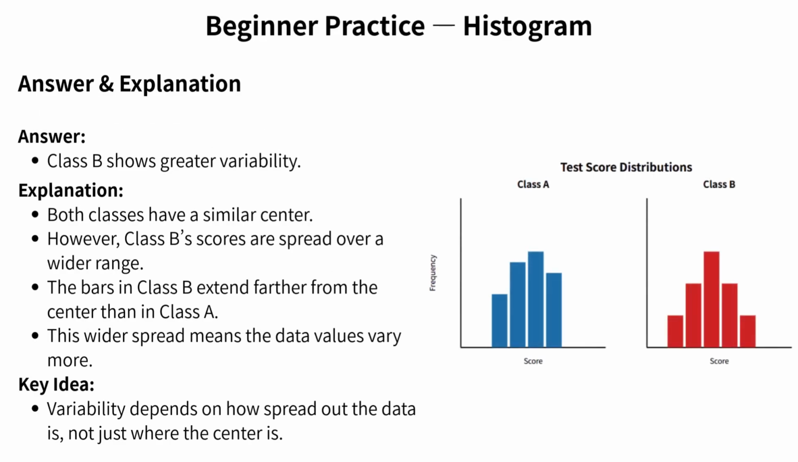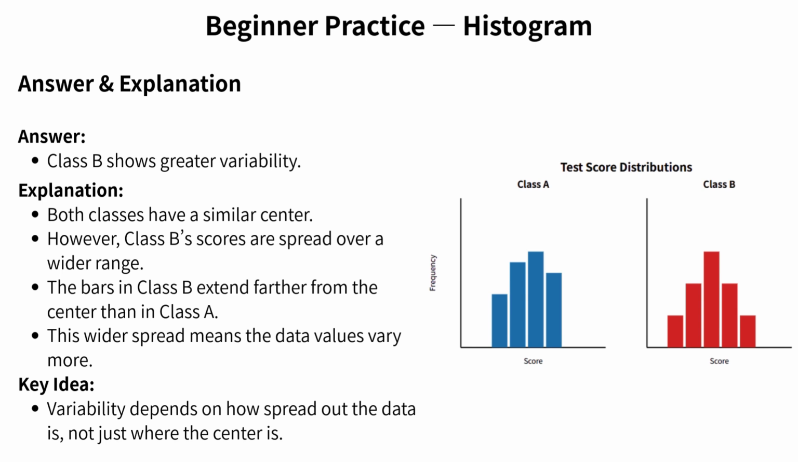The correct answer is Class B. To solve this problem, it is important to remember what variability means. Variability is not about where the center is. It is about how spread out the data values are. When you look at the two histograms on the right, notice that both classes have a similar center. This might make the distributions look similar at first. However, the question is asking you to compare spread, not the average.